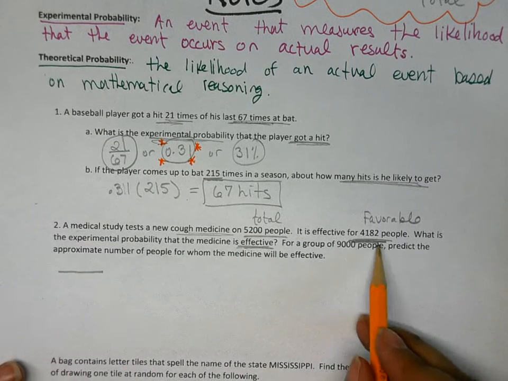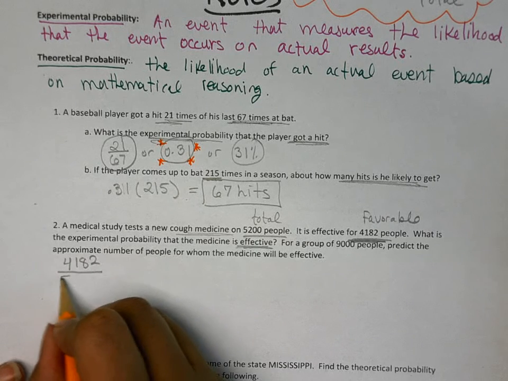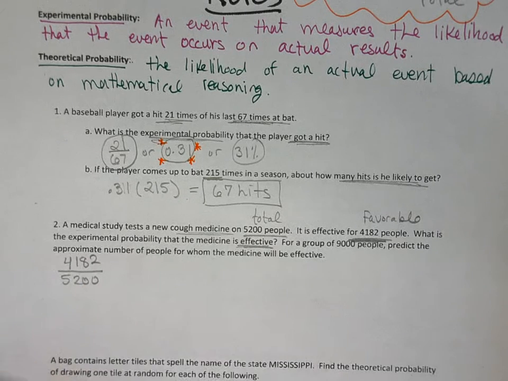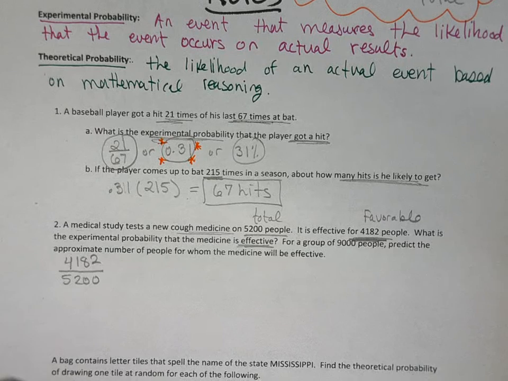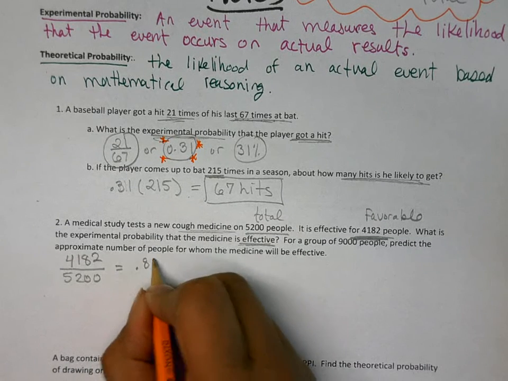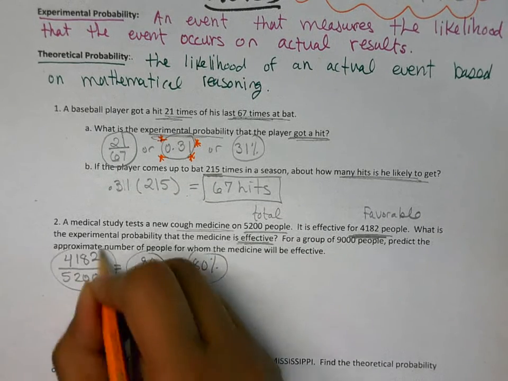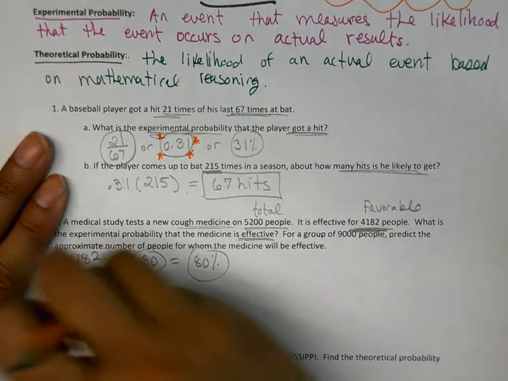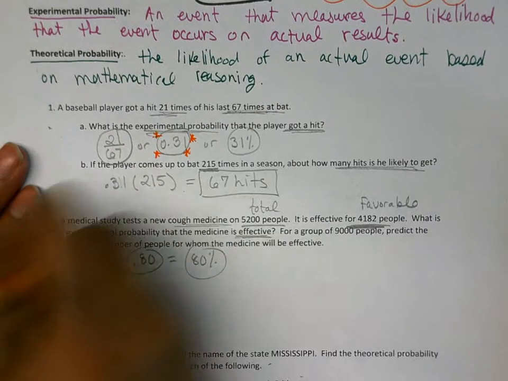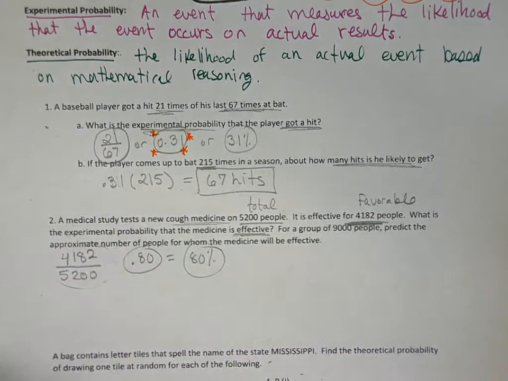4182 over 5,200. I'm definitely not going to leave this as a fraction. Change it to a percent. 0.80, which is 80%. And again, you could leave it here, as long as you reduce. Since I didn't reduce, I'm not going to circle it. If you do leave it as a fraction, just make sure you reduce. And since both numbers are even, it does reduce.